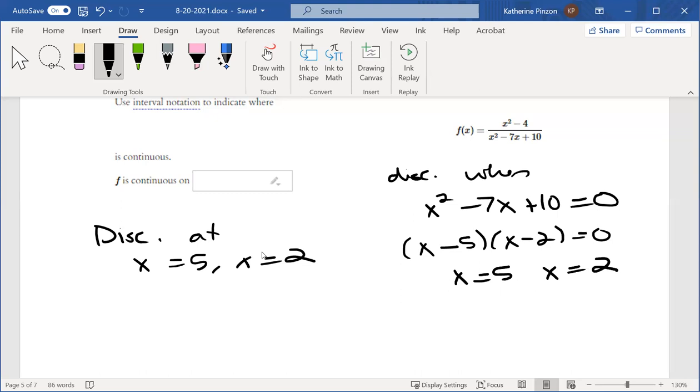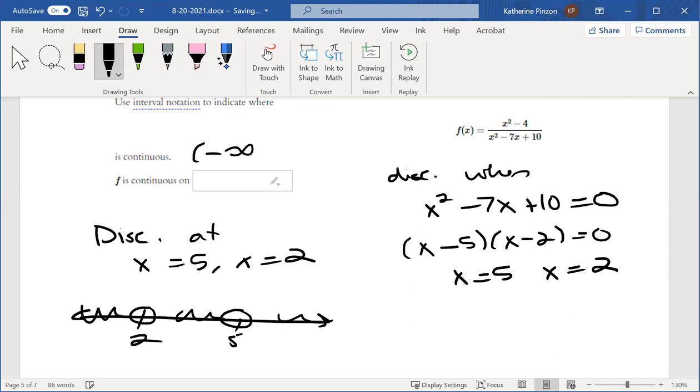So if it's discontinuous at those two places, where is it continuous? Everywhere else. It might be easiest if you put them on a number line. 2, 5, put some holes there. You need these three intervals. So negative infinity to 2, 2 to 5, and 5 to infinity.